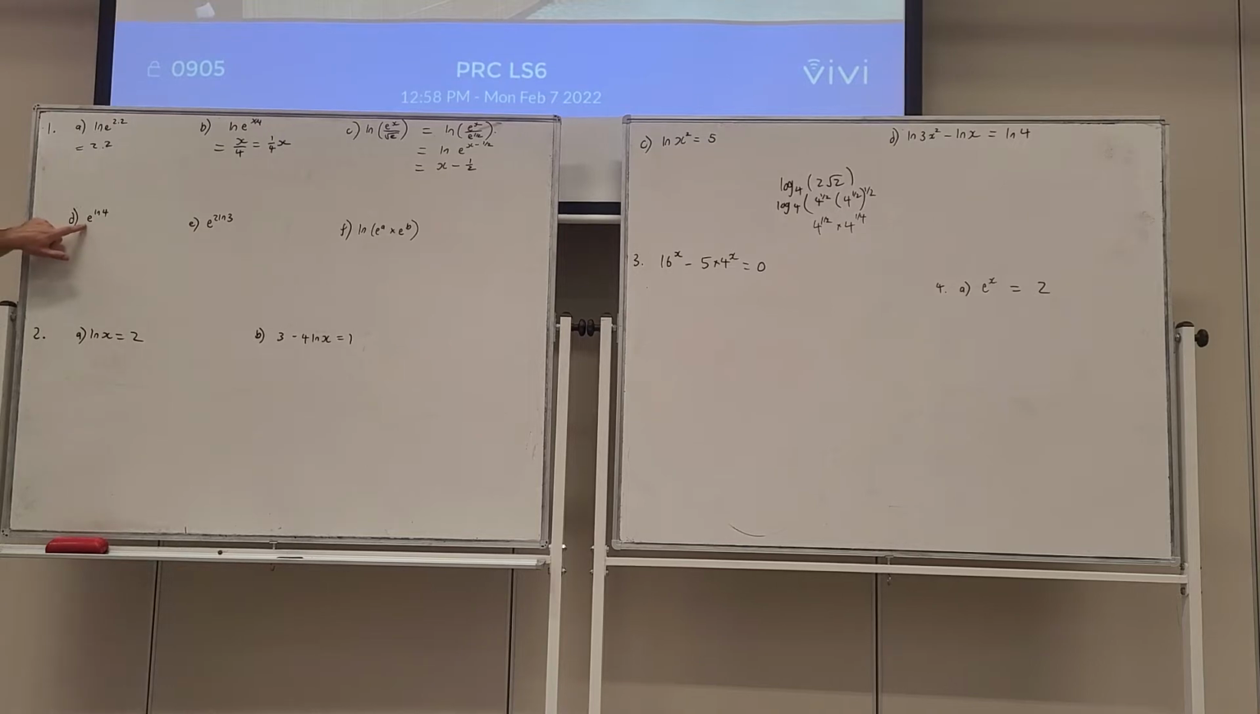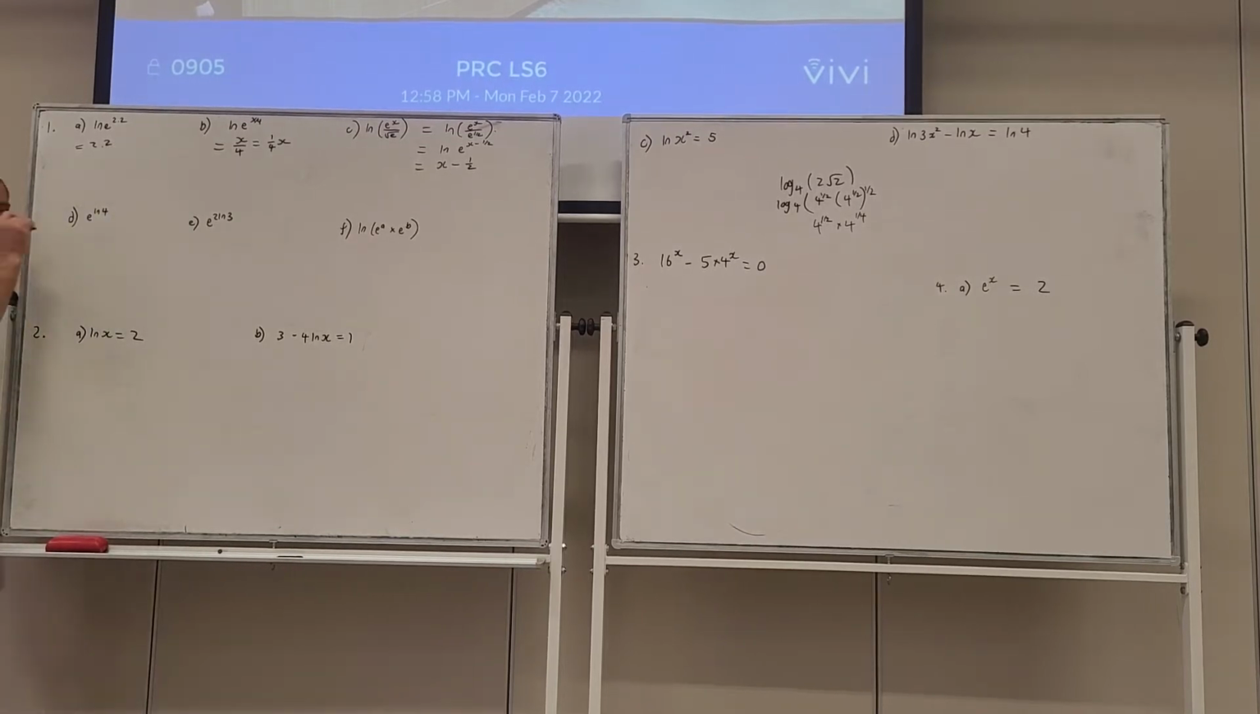Now we've got e to the ln 4. We use e to get rid of ln. Okay, so what this is going to simplify to, we can look at the two rules that I've listed there. ln e to the x is x, and e to the ln x is x. If we have e to the ln 4, it's 4.